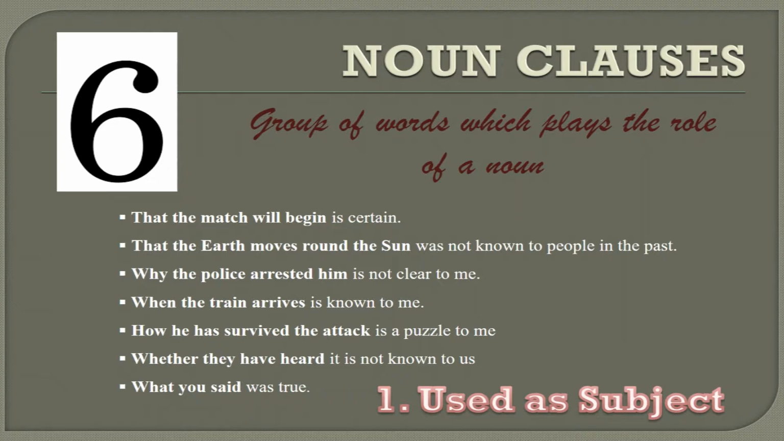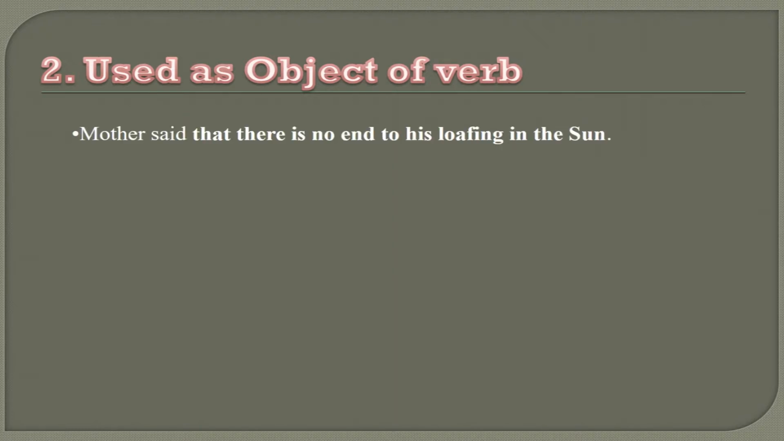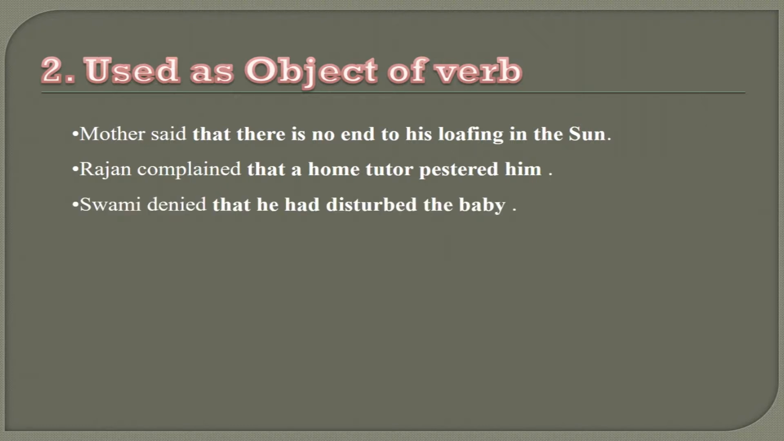The second function is that a noun clause is used as an object of the verb of the main clause. For example, mother said that there is no end to this loafing in the sun. Rajan complained that a home tutor pestered him. Swami denied that he had disturbed the baby. You cannot tell what the mangoes cost.